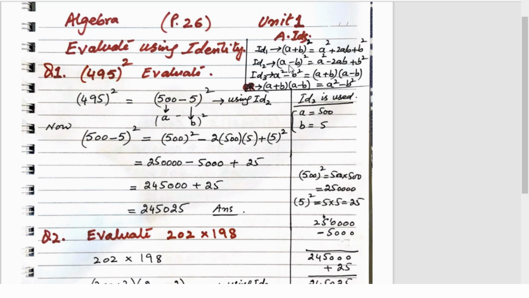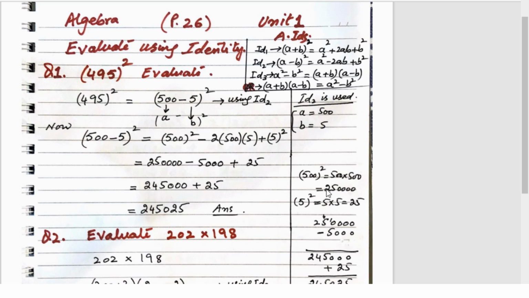Look at this, ID2: A minus B whole square, and its expanded form is A square minus 2AB plus B square. Now we will expand (500 minus 5) whole square using ID2's right hand side. It is A square minus 2AB plus B square. So keep it in your mind and write down A square. A square means 500 square, A means 500. So A square minus 2AB means 2 into 500 into 5, plus B square means 5 square. Now we will open it.